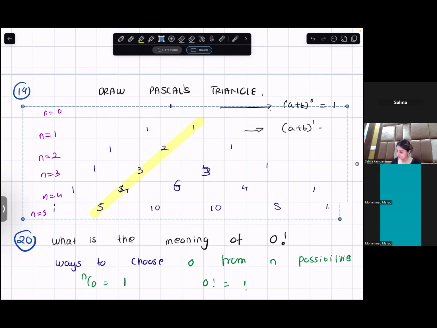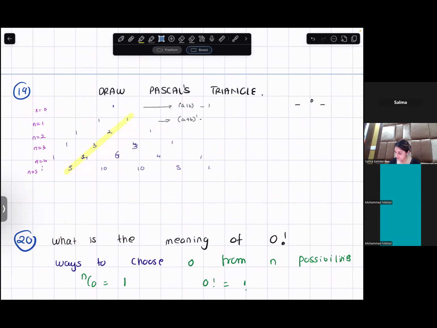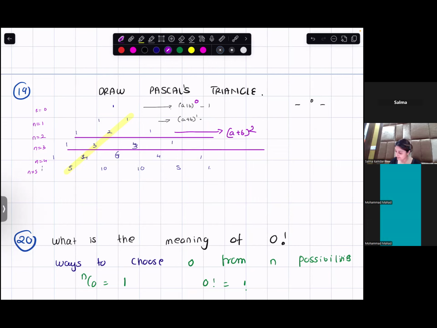Expansion of the brackets. This is the expansion of a plus b raised to 0, a plus b raised to 1, a plus b raised to 2, a plus b raised to 3, a plus b raised to 4, and then finally a plus b raised to 5.